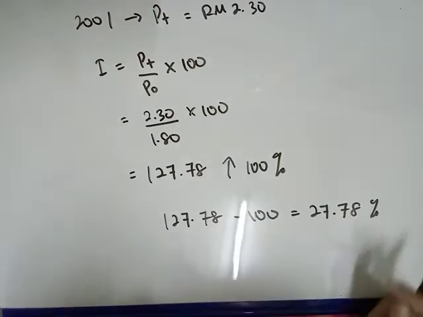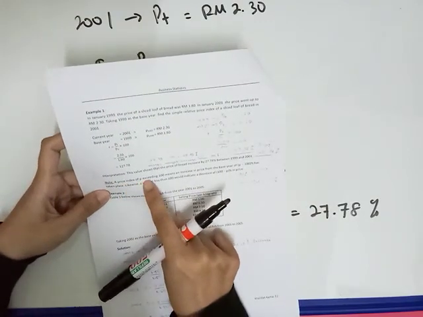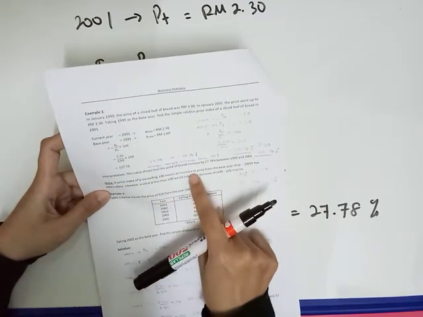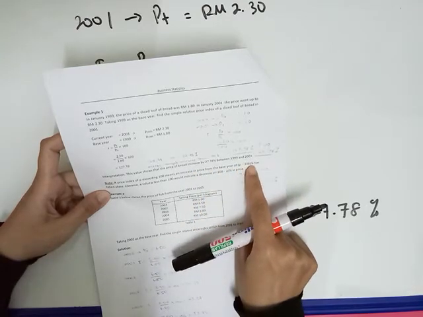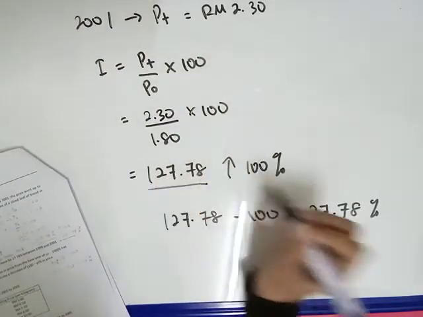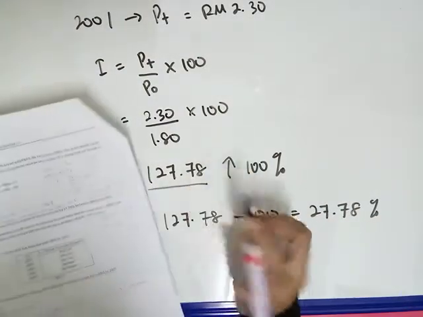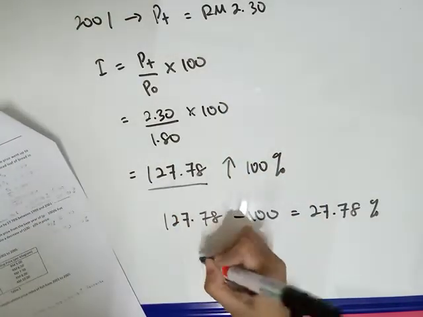Look at the note there. A price index of P exceeding 100 means an increase in price from the base year of P minus 100. What is P? P is the value that we found. This is P. If it is more than 100, that means P minus 100.